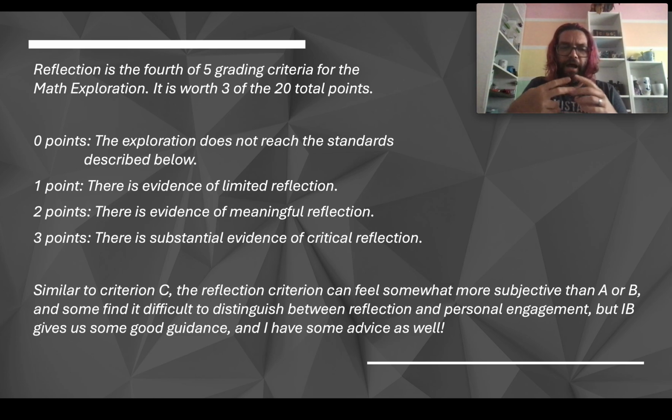The second thing is, remember there's you doing the exploration, and then there's you writing the IA, writing the exploration. Having evidence of something in the writing means that there must have been evidence of that in your exploration. It's hard to write about reflection if you didn't reflect during the process. So it's important to remember that this isn't something that you just tack on at the end. You need to be reflecting and thinking about what reflection means as you're carrying out your exploration in the first place, so that you can write about it when you get around to the writing.